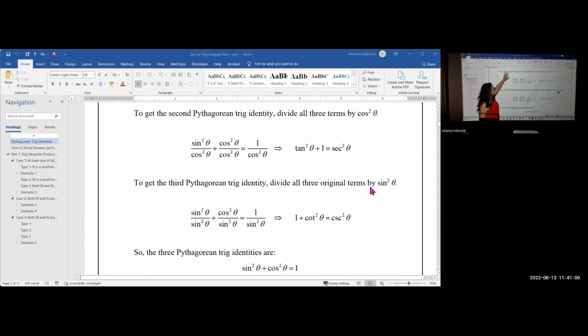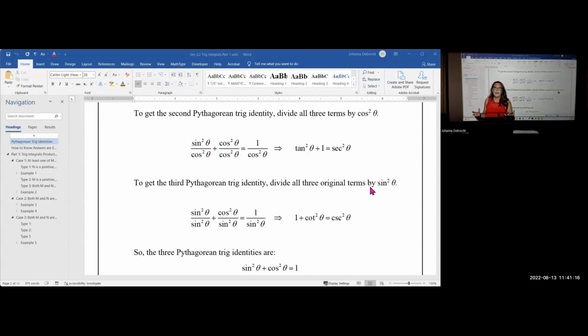To find the second one, take the original sine squared plus cosine squared equal 1 and divide all three terms by cosine squared. Sine over cosine gives you tangent, so you have tangent squared plus 1 equal to secant squared. This is the second Pythagorean identity.